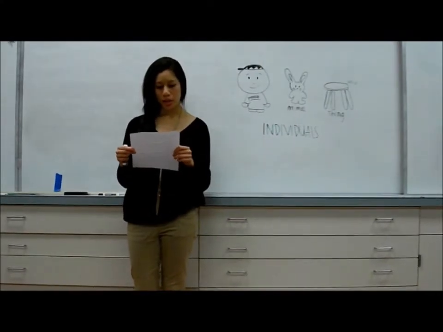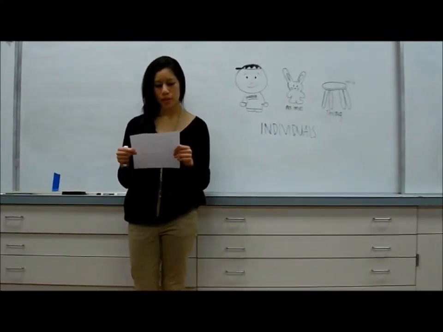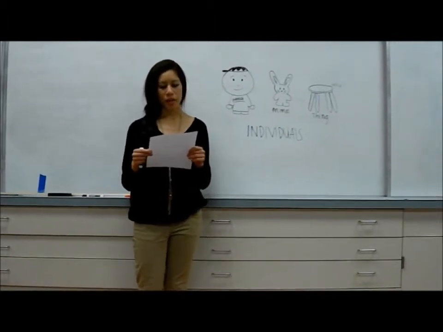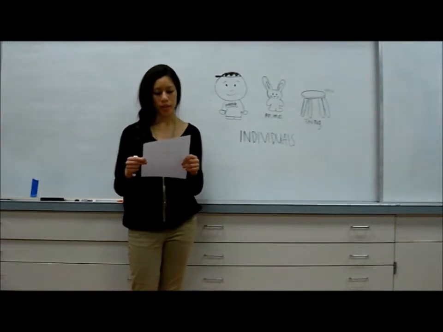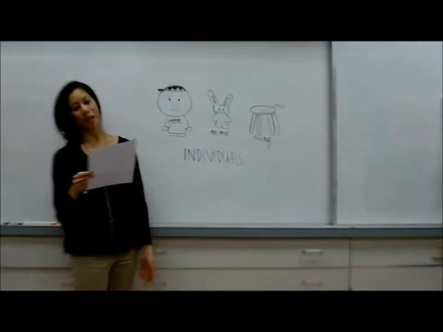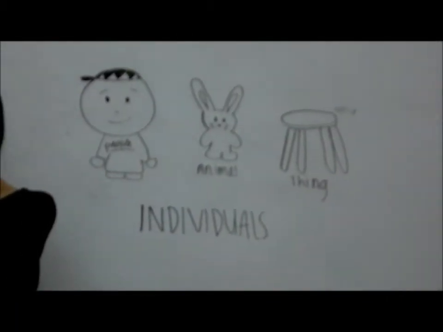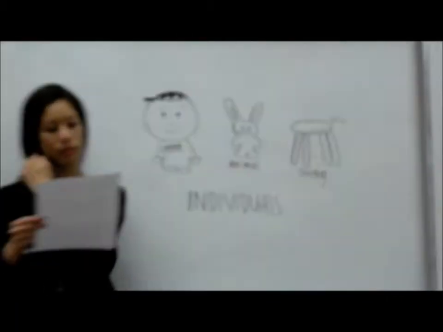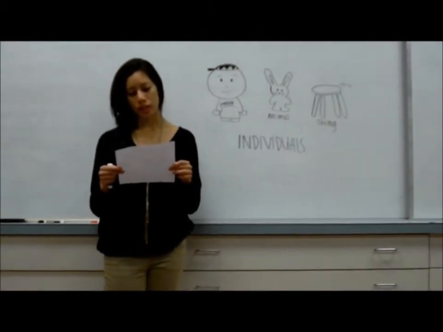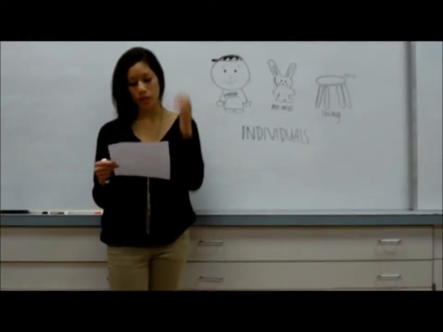Hello students, today we're going to learn to display distributions with graphs. A data set contains information about individuals and variables. Individuals can be people, animals, or things. The data gives a value for one or more variables. Variables can describe key characteristics of individuals such as a person's height, gender, age, or salary.